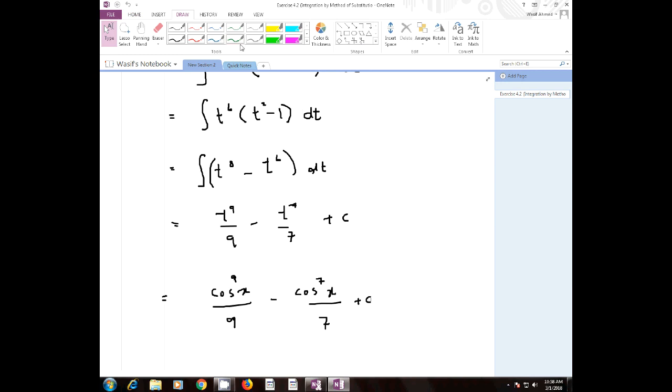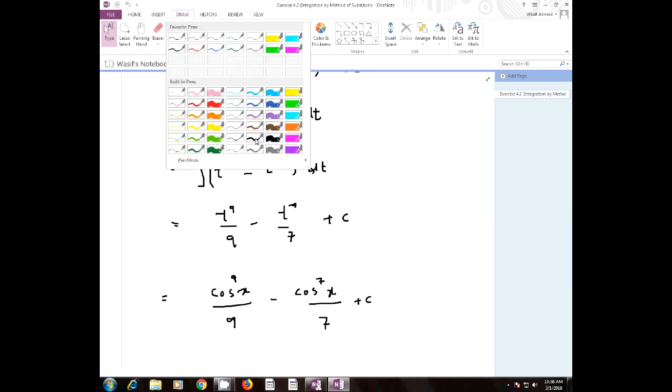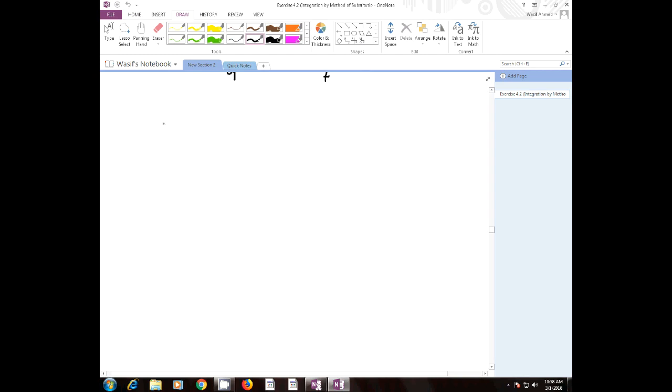Next question is question number 21. This is of the same kind as the previous one. In this question, you have to integrate tan cube x multiplied by secant cube x.